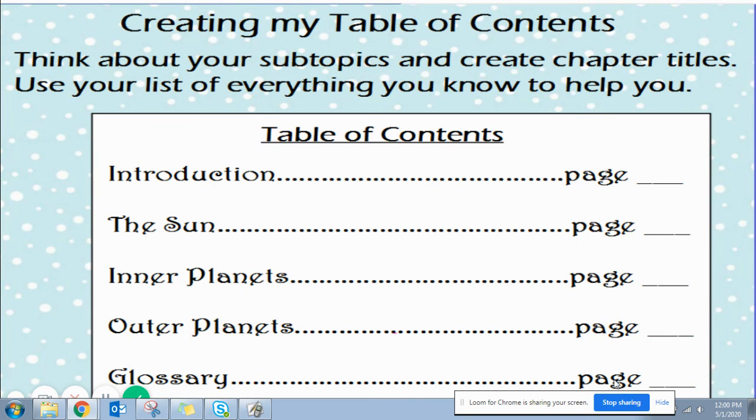Hopefully this was helpful for you and that you have a good table of contents to work with for our video for next week, where we will start our writing and our second part of our planning stage.